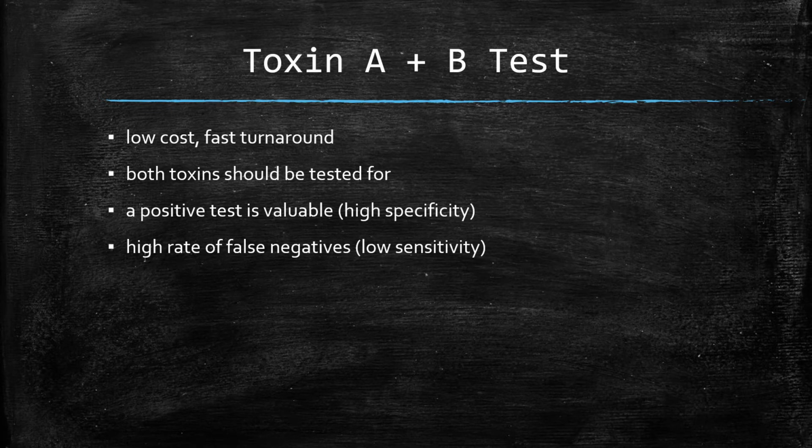In conjunction with the GDH antigen test, both the toxin A and toxin B should be tested for as well. In this case, a positive test is extremely useful. If you have the toxins, you're quite likely to have C. diff infection. However, there's a very high rate of false negatives here, so the sensitivity is low.